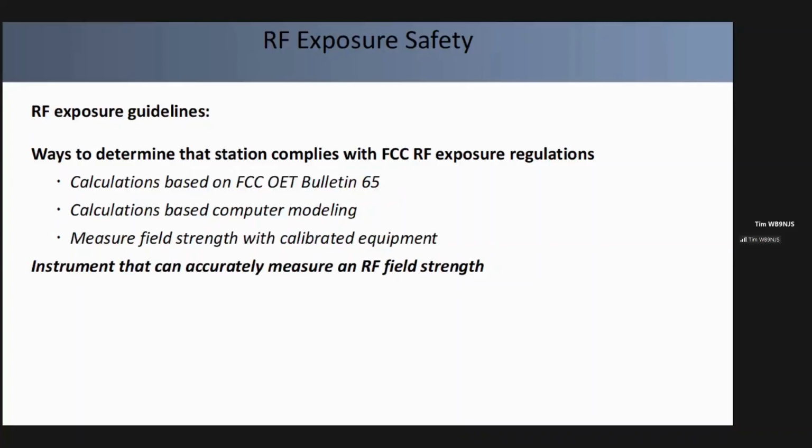So again, from the question pool in italics, what's an instrument that can accurately measure an RF field strength? Well, it's a calibrated field strength meter with a calibrated antenna. You can homebrew your own field strength antenna and you can get relative readings, but they don't really mean anything. You need to have a calibrated field strength meter and a calibrated antenna to accurately measure an RF field strength. So that's option 3 in the list above you could do, but you would need a calibrated field strength meter and calibrated antenna.